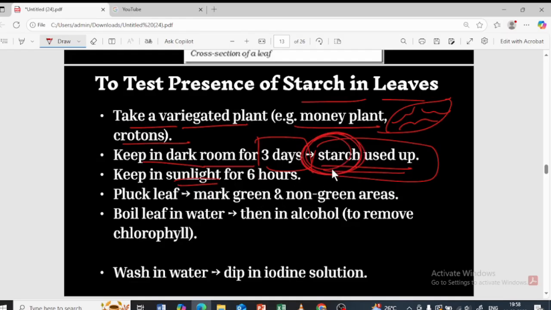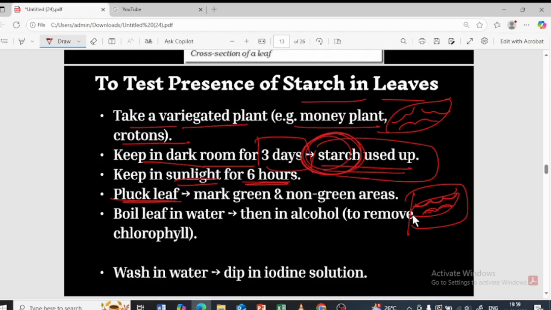Starch. We already learned, right? So the starch will be produced, so that is the reason we are going to keep it in the sunlight for about 6 hours. Then we will pluck the leaf, and we will keep the tracing paper, and we will mark wherever the green region is present, wherever the yellow region is present. If the green region is present over here, we are going to mark like this.